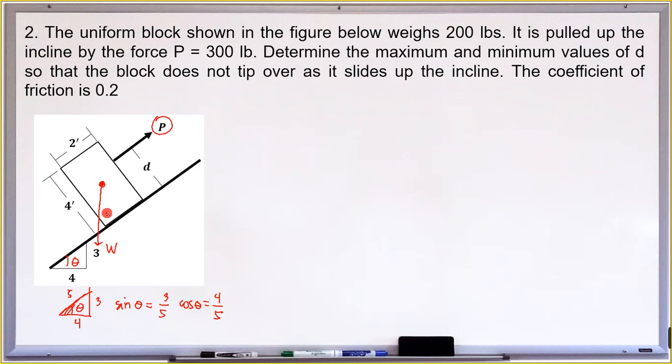This is our weight. We can also resolve our weight into its components, normal or perpendicular to the surface, and also parallel to the incline. So if this is our angle theta, the component parallel to the incline is weight sine of theta, and the normal component is weight cosine of theta. Okay, what else? We also have the coefficient of friction.